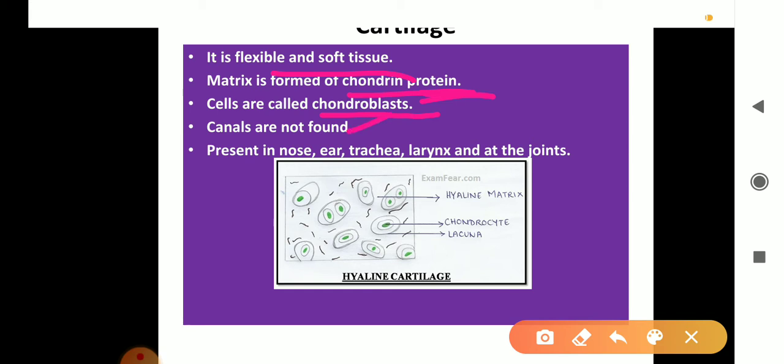And where is cartilage found? Cartilage is found in the nose tip, ear pinna, then trachea, the rings of the trachea are made up of cartilage, then larynx, and at all the joints. At the joints, the ends of the bones are covered by the cartilage, so that they will not rub against each other, right?